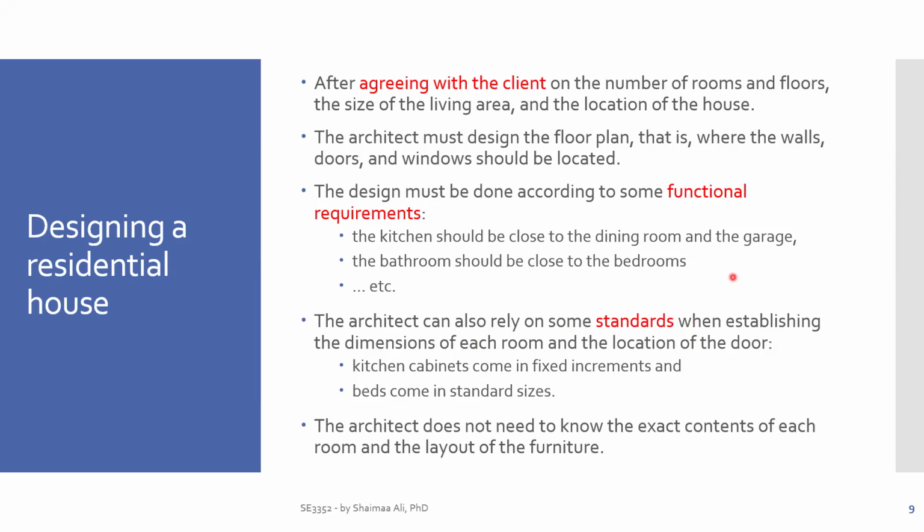Some of the standards would be like the kitchen cabinets come in fixed increments, beds come in standard sizes. Now, these kinds of things may not have come up in the discussion with the client, but it's important for you to know. So it's important that you do some research in the area. The kind of systems that you're creating, what are the standards there? Now the details, the contents of the rooms are not part of the architecture design. The details are not part of the high-level design.